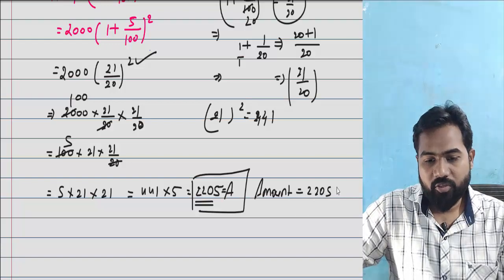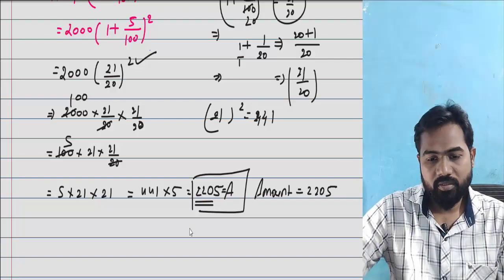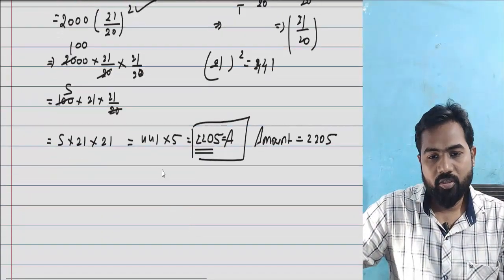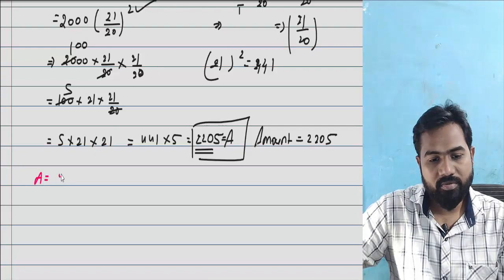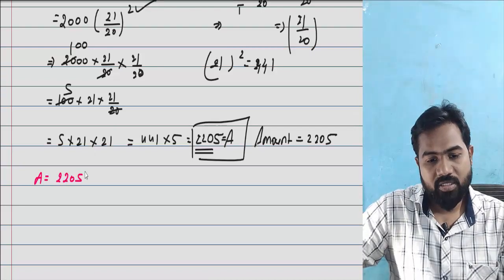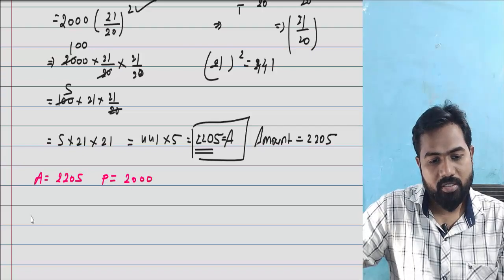2205. So can you tell me the compound interest? What will the interest be? You have an amount, you have a principal amount. Just tell me. Amount equals what we have found over here, 2205. Principal amount is given as 2000. Can you tell me the interest? Yes. CI equals A minus P.